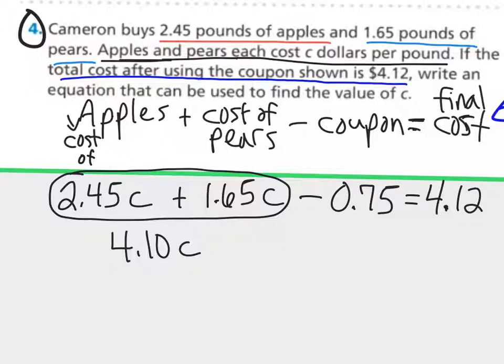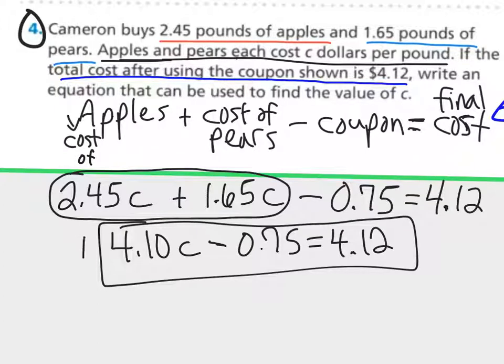In other words, the stuff costs the same per pound. We could have just said, well, how much do we have altogether? We've got 4.1 pounds of stuff altogether, and it costs C dollars per pound. And then minus our 75 cents equals 4.12. Okay, so that would be a little bit better answer, it's a little bit more simplified, and that'll make it easier when we get into the next lesson on actually solving the equation.